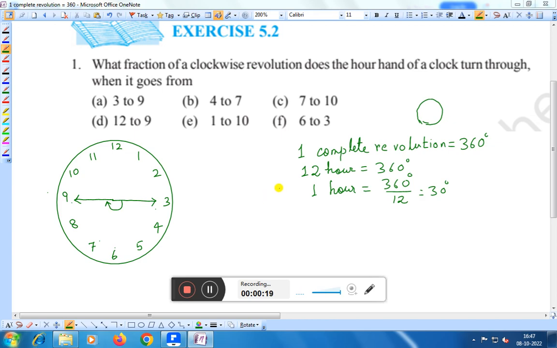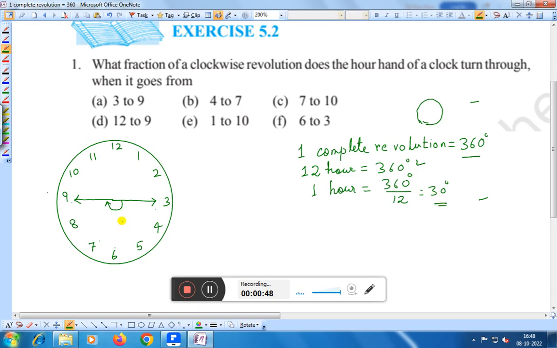We know that one complete revolution is equal to 360 degrees, right? And how many hours are there in a clock? You see there are 12 hours. That means 12 hours is equal to 360 degrees. Therefore, 1 hour is equal to 360 by 12, that is 30 degrees. That means 1 hour means 30 degrees, right?